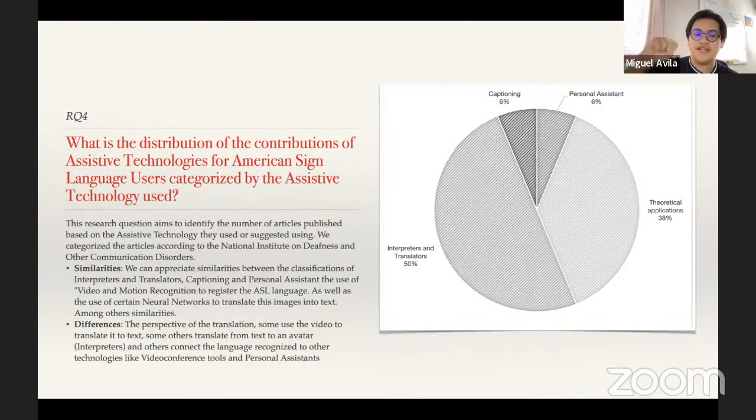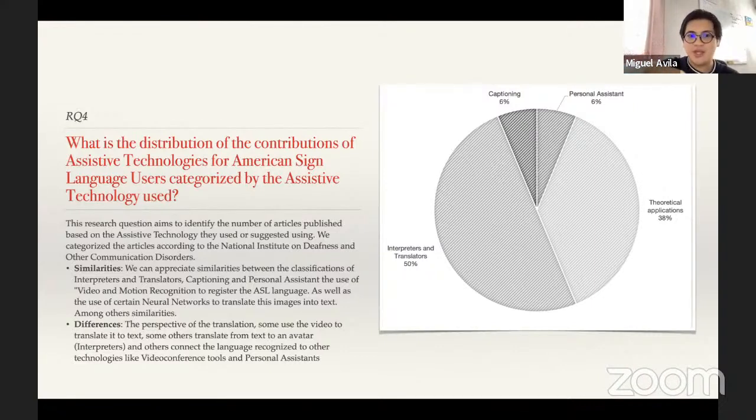Then this is the first one that is a really in-depth study of what we did. So basically, this is categorized by assistive technology used. We actually used the National Institute on Deafness and Other Communication Disorders classification of assistive technology. So well, basically, we categorized them by captioning, personal assistant, theoretical application, that means that it's not a direct application, but they propose some solutions for an issue, and interpreters and translators. So here we can see a really important trend toward interpreters and translators, but let's talk about the similarities and differences of all these papers.